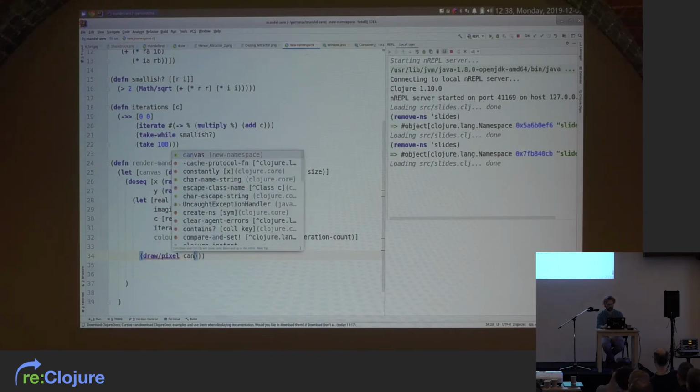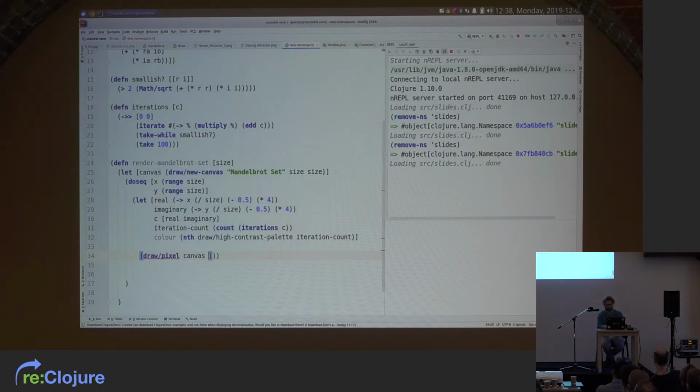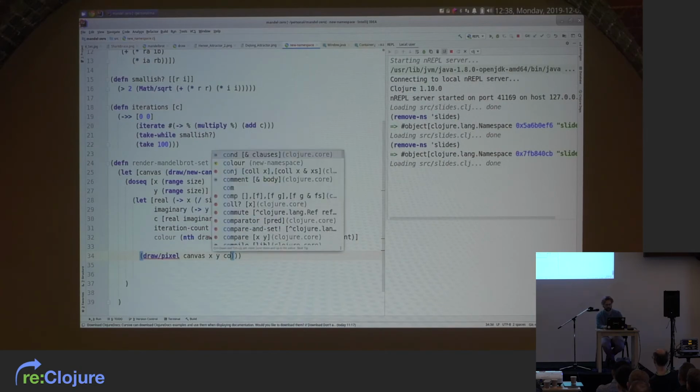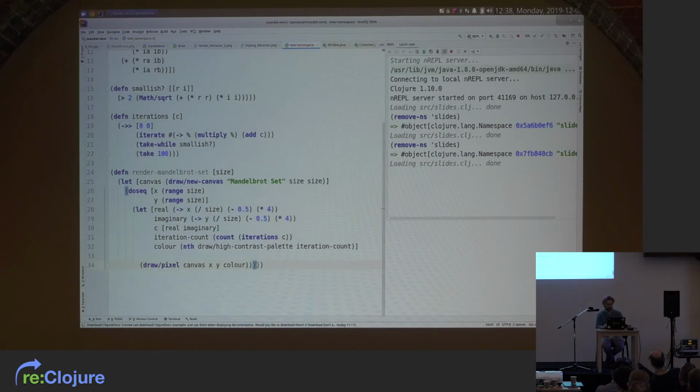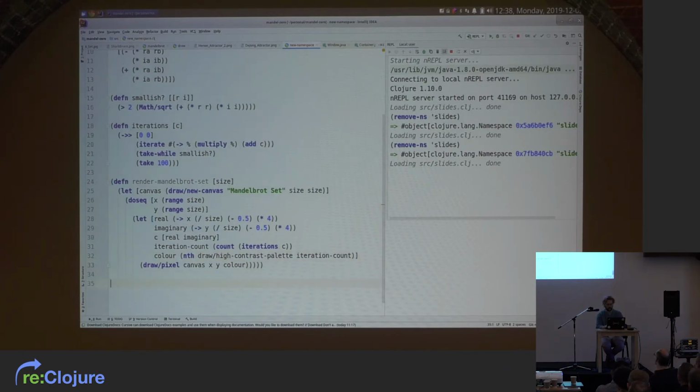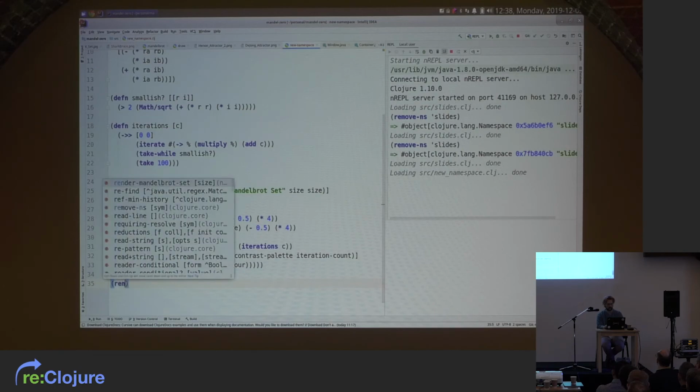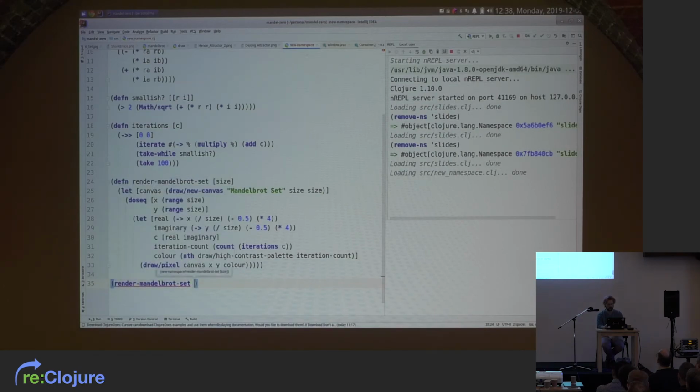Onto the canvas, we'll draw it at position X, Y, and we'll draw it in the colour that we calculated. A bit more white space than we need there. And hopefully this all loads in the render. It does. So hopefully now we can render a Mandelbrot set. I don't know, how big do you think the screen is? Let's try 500 and see what we get.